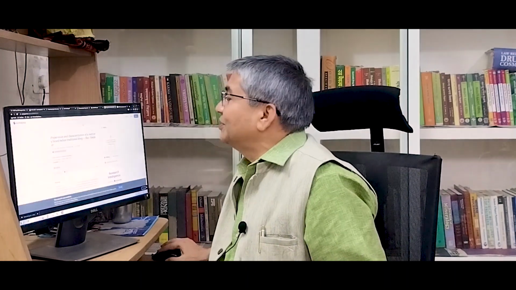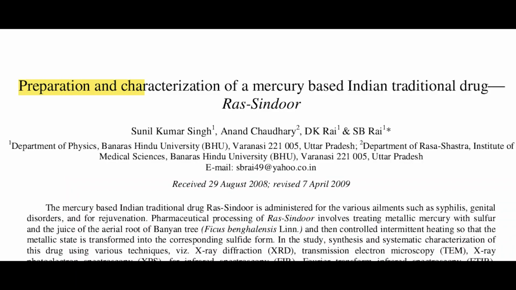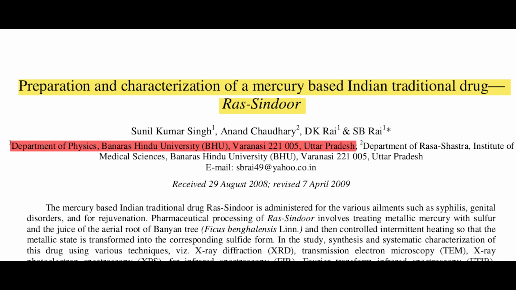And see, the first one is here: The preparation and characterization of a Mercury-based Indian traditional drug, Rasa-Sindoor. This publication is from the Department of Physics, Banaras University in 2009. The first author is Dr. S.K. Singh, who is nowadays an Associate Professor in the Department of Applied Physics at IIT BHU. Friends, you will be happy to know that he is a scholar of physics, and he opted for this Rasa-Sindoor for his PhD dissertation, and I was his co-guide.